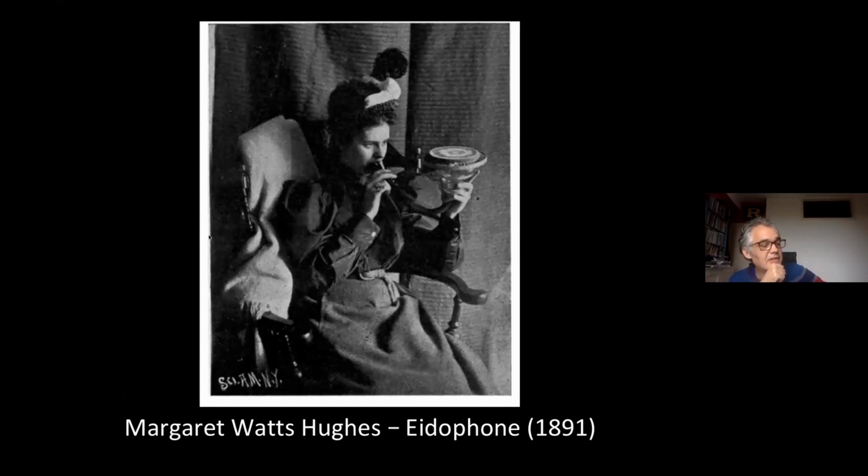So the first is a singer called Margaret Watts Hughes, who was from Cardiff, and she invented an instrument called the Eidophone in 1891. And this allowed her to visualise her voice. And in fact, that was her main interest, was to be able to see the frequency components of her sung voice, both as a sort of technical exercise. She used it to develop her singing and that of her pupils, but also as a philosophical one.